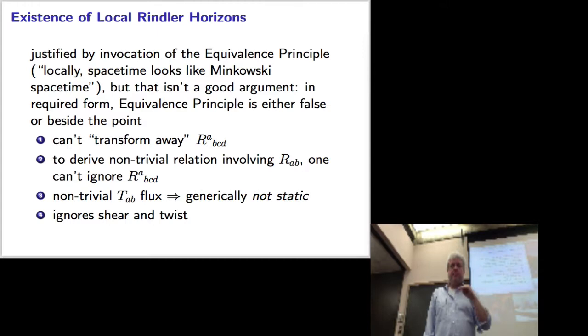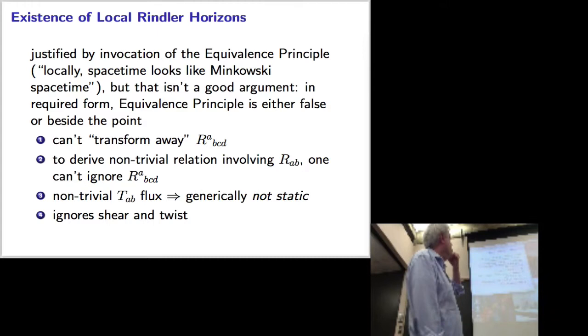People, both Ted and Padmanabhan and others who have worked on the program, when they justify the existence, they generally do sketch a few heuristic calculations, but they always end up, in the end, invoking the principle of equivalence to justify the assumption that these local Rindler horizons always exist.